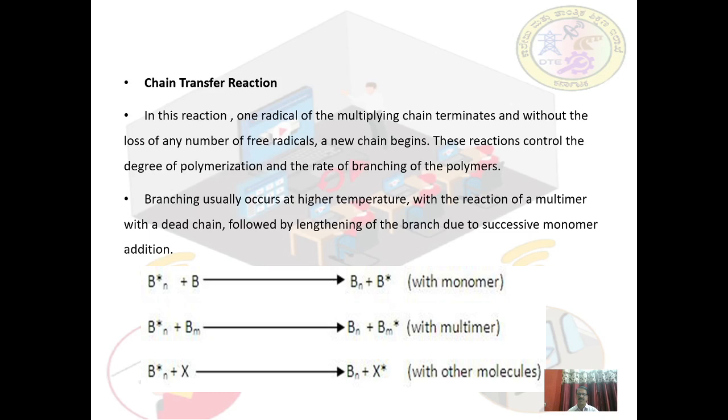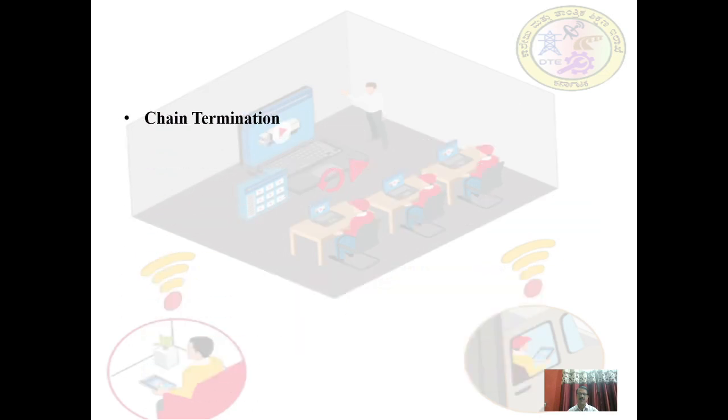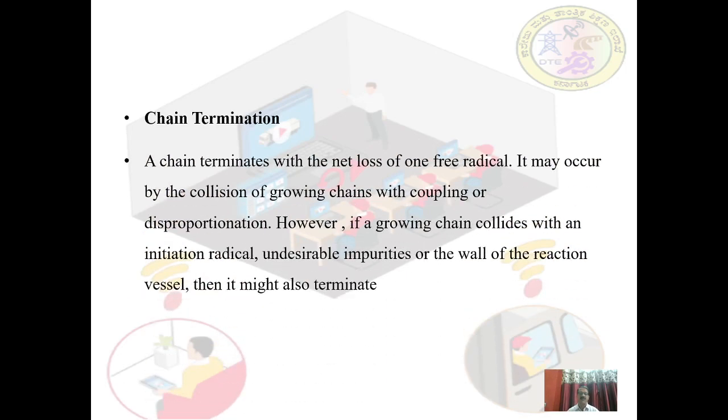You can see this with the monomer, the second one is with the multimer, and with other molecules. You can see how these polymers are formed. The last one is termination, chain termination. A chain terminates with the net loss of one free radical. It may occur by the combination of growing chains with coupling or disproportionation.